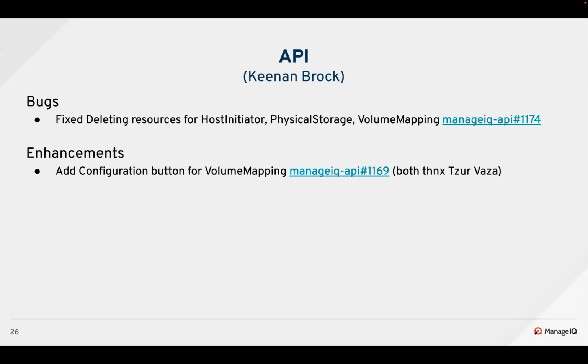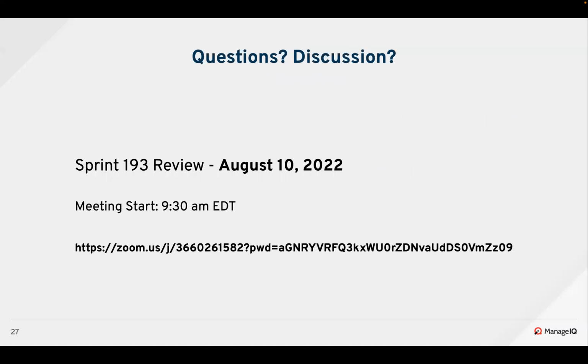Okay, on the API side, bugs were fixed in deleting resources for the host initiator, physical storage, and volume mapping. Thanks to Servaza for that. And he also added configuration buttons for volume mappings to the API. And that's it on the API side.